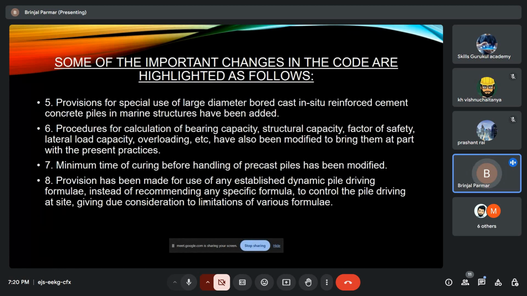Fifth, provision for special use of large diameter bored cast in situ reinforced cement concrete pile in marine structures has been added. Procedure for calculation of bearing capacity, structural capacity, factor of safety, lateral load capacity, and overloading have also been modified to bring them at par with present practice. Seventh, minimum time of curing before handling of precast pile has been modified. Provision has been made for use of any established dynamic pile driving formula instead of recommending any specific formula to control the piling at site, giving due consideration to the limitations of various formulae.